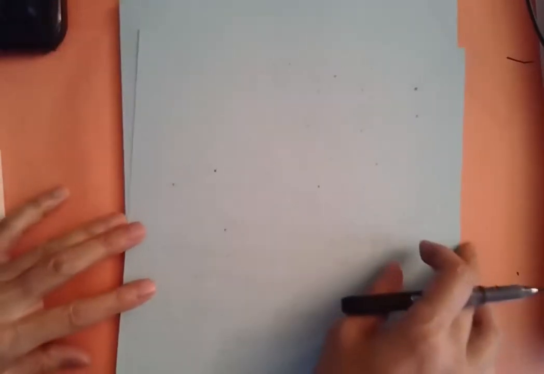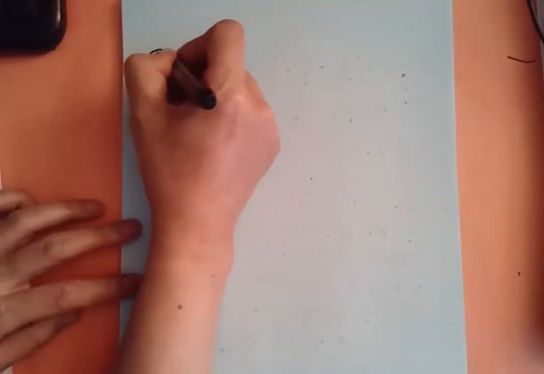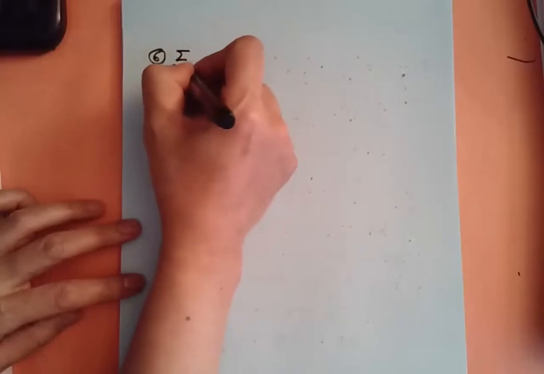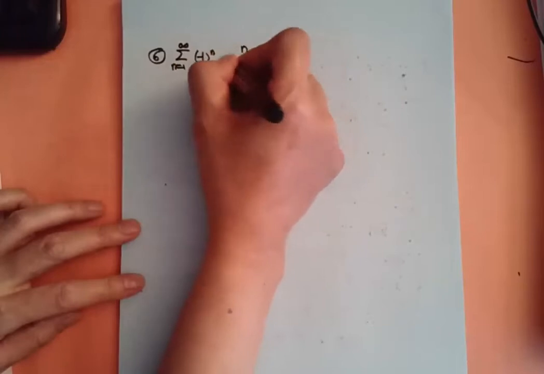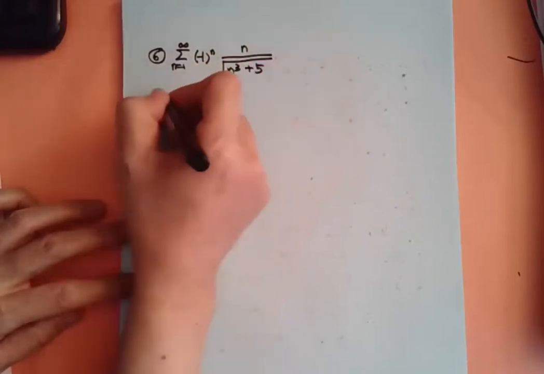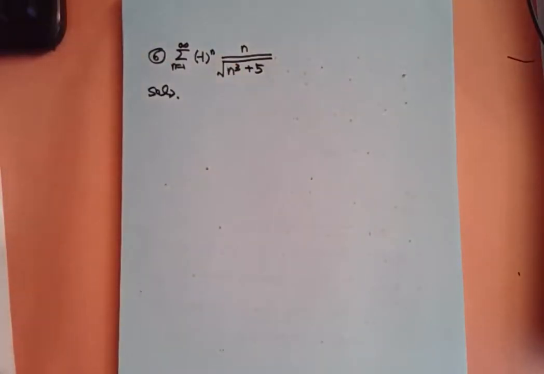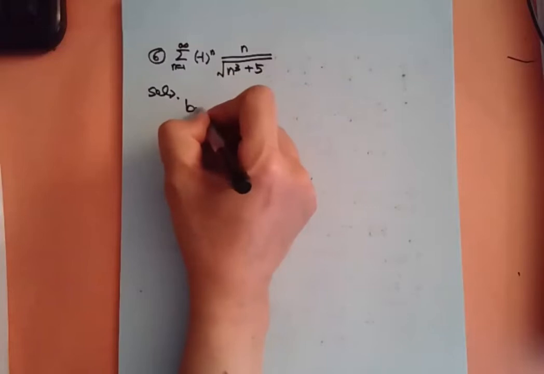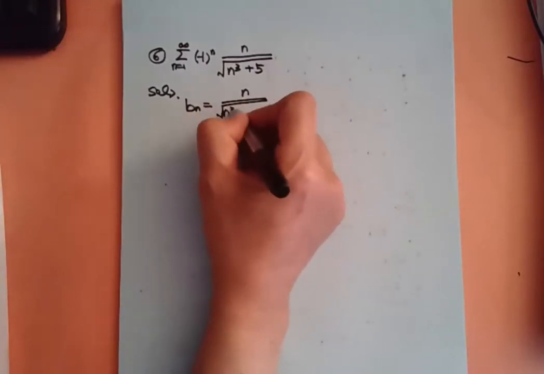Let's do one more problem for today. So the next problem is summation n equals 1 to infinity, negative 1 to the n power, n over square root of n cubed plus 5. So in this case, bn is n over square root of n cubed plus 5.